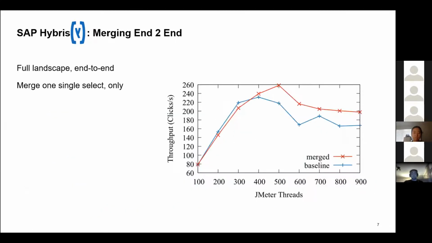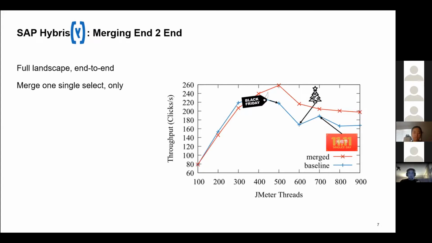So we want to know what is the improvement of merging in a full end-to-end scenario in a system layout as described earlier. So for this example, we increase the number of JMeter threads from 100 to 900 and plot the results in clicks per second. And as expected, once the system is saturated at 400 JMeter threads, the baseline drops. So this is the overload scenario that we are talking about.